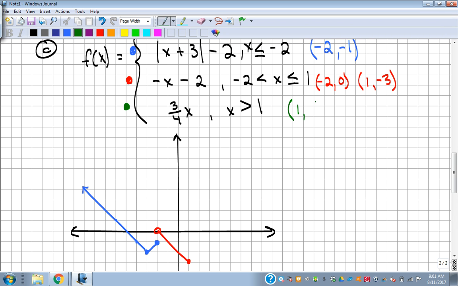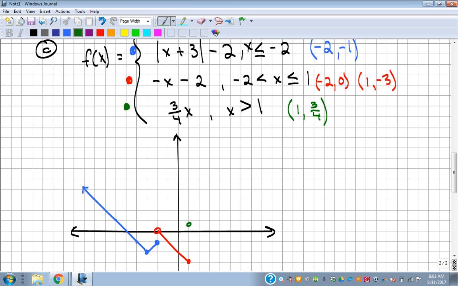1 and 3/4. Plug in 1 for x, work it out. 3/4 times x, 3/4 times 1 is 3/4. So I'm going to go to 1 and 3/4. Do I fill in that circle or open? Open. It's not equal to. So I'm just going to guesstimate where 3/4 is and put an open circle. That's an open circle. And then what do I do next?